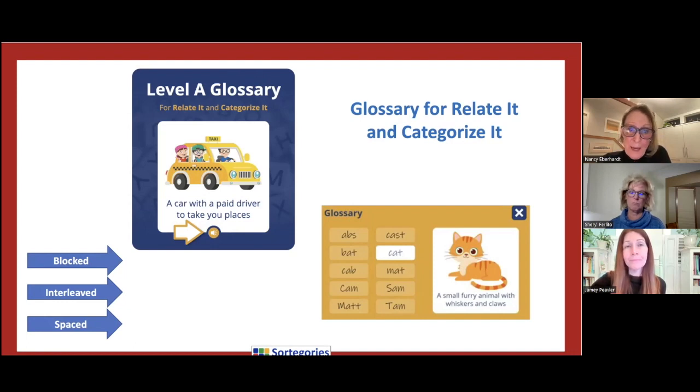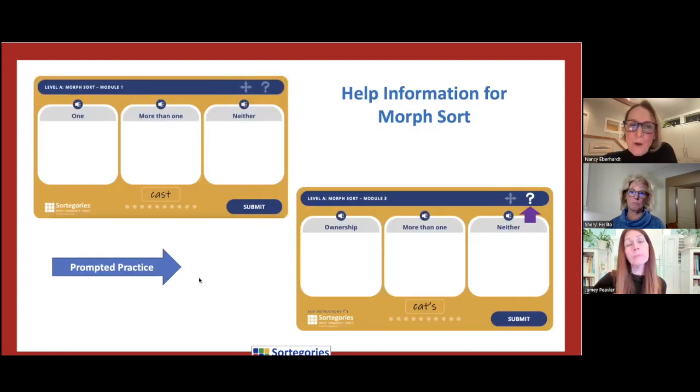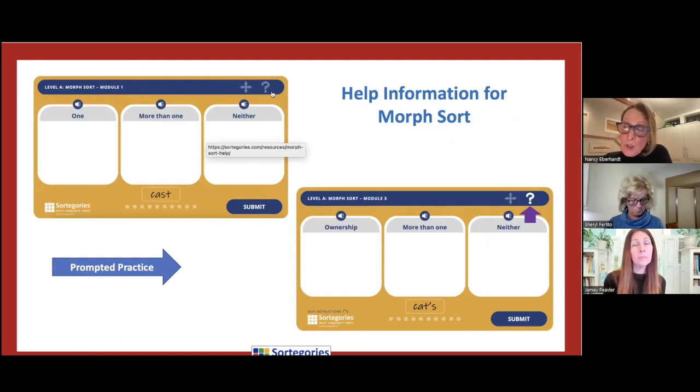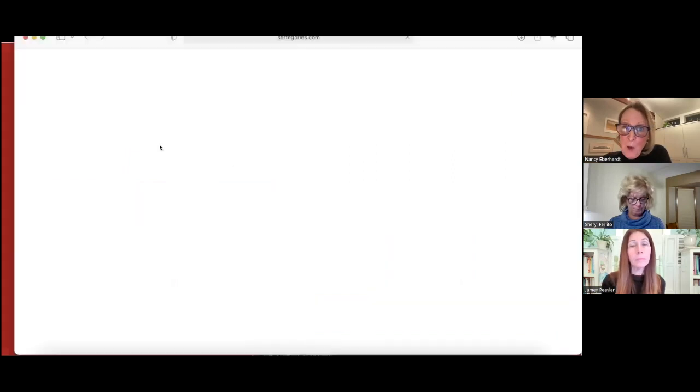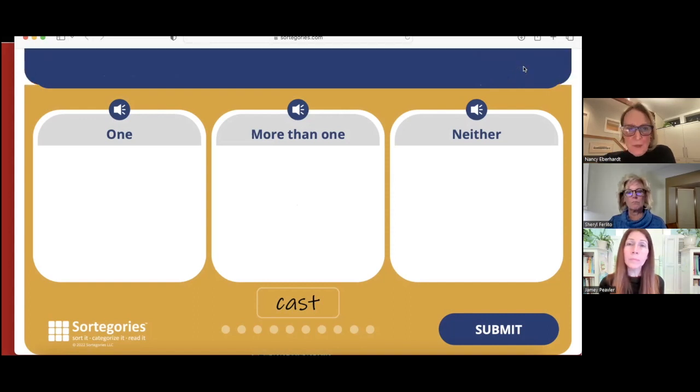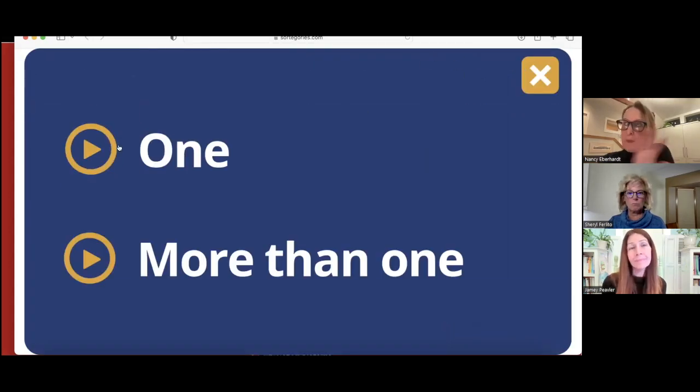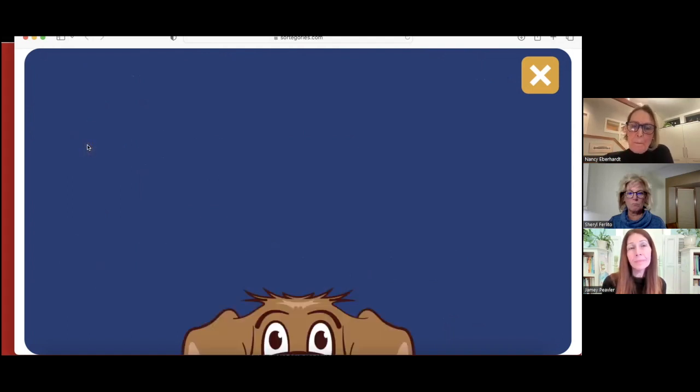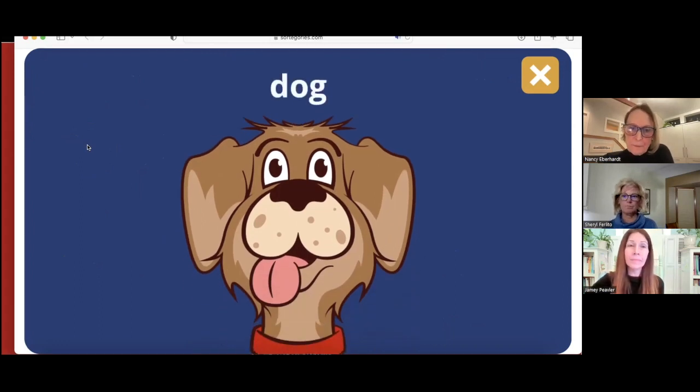Thank you for that. And we mentioned earlier that there are some concepts that students are going to encounter around morphology and may or may not know. So what we have within these activities, when the question icon appears, is we're going to provide some help. So let's look at this. I'm going to click the question mark for this. And when we're here, the category headings are one and more than one and neither. But if I click, one means singular, which is one person, place, or thing.